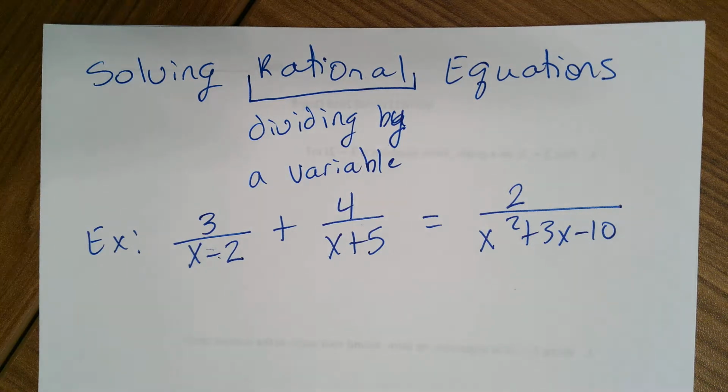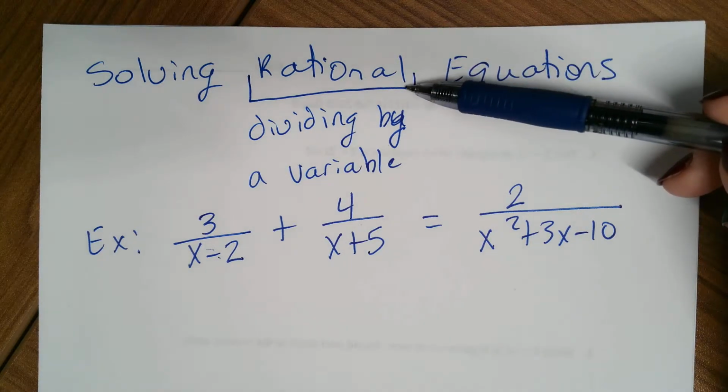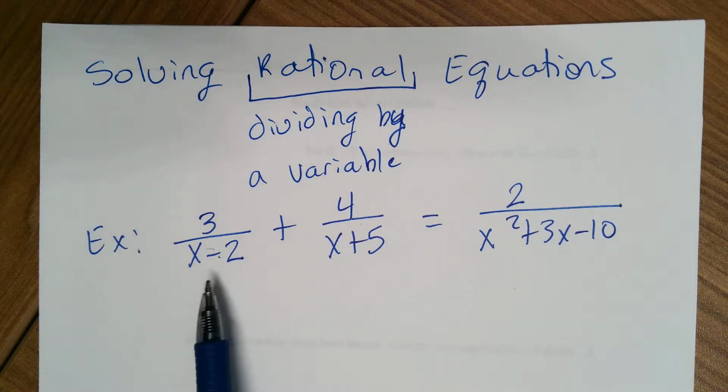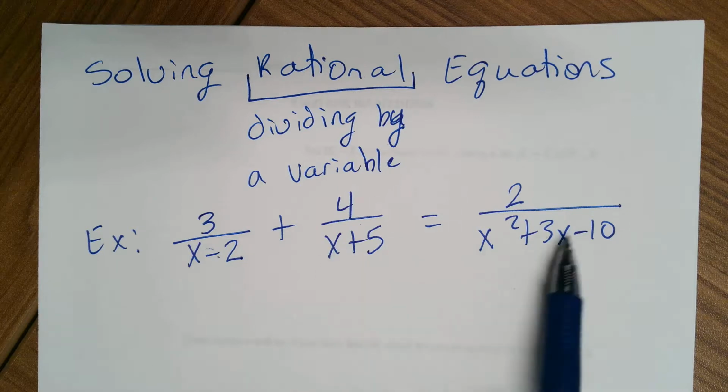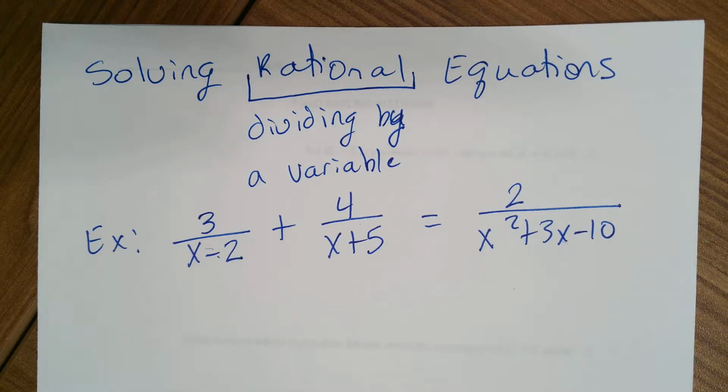Alright, so solving a rational equation. First, how am I going to identify that I have a rational equation? Here we have an example, and if you notice, I have a variable in my denominator. When you're dividing by a variable, it's a safe bet that you have a rational equation.